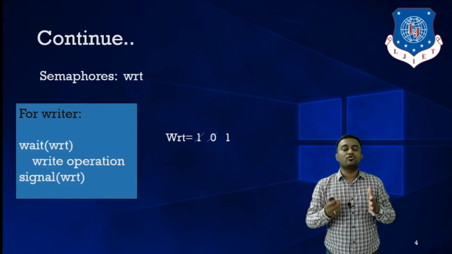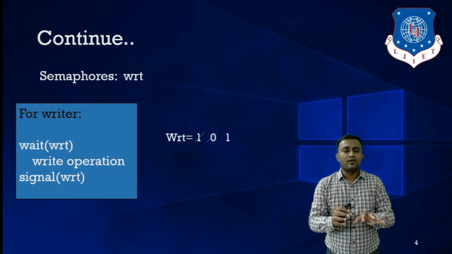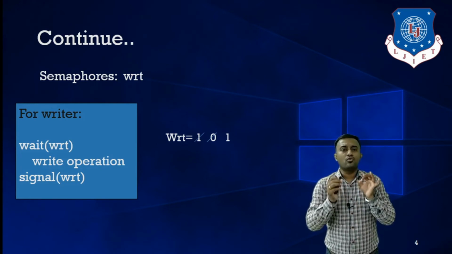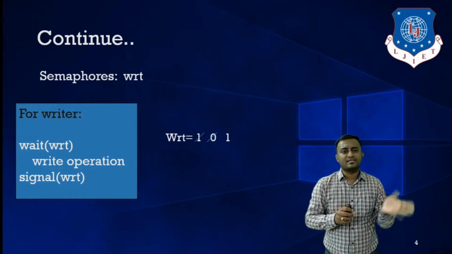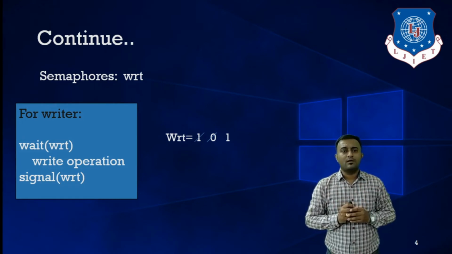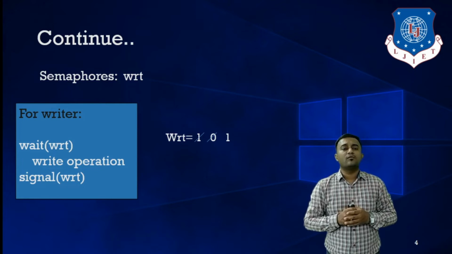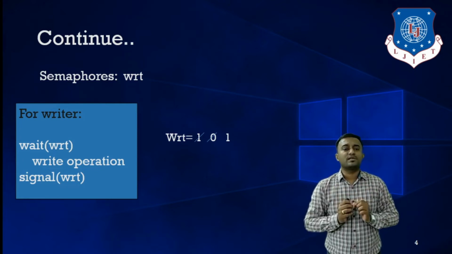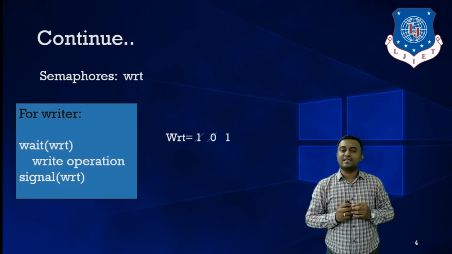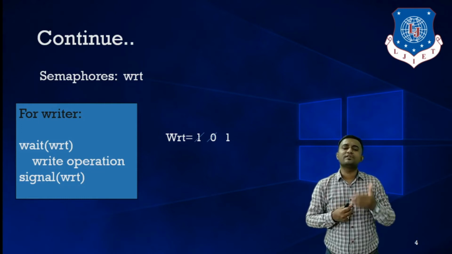We do not need to bother about reader and writer distinctions. We just need to write a code, and we don't want to allow any reader or writer process while a particular process is already using the critical section. So that's why the code is simple.